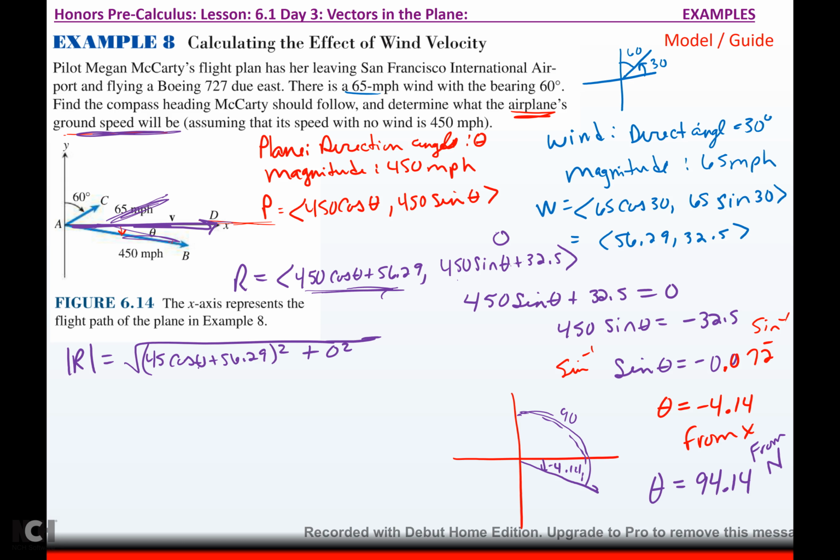But in order to evaluate that, I've got to plug in my theta. Don't plug in the direction from north. You plug in our direction from x. Otherwise, the math ain't going to work. You can't make the math do two different things.